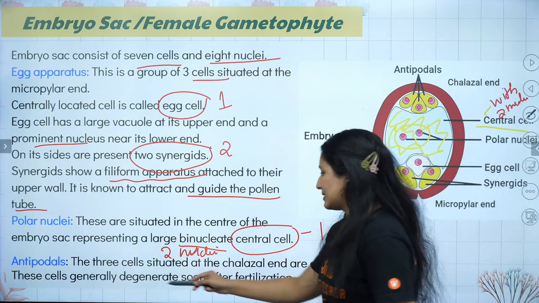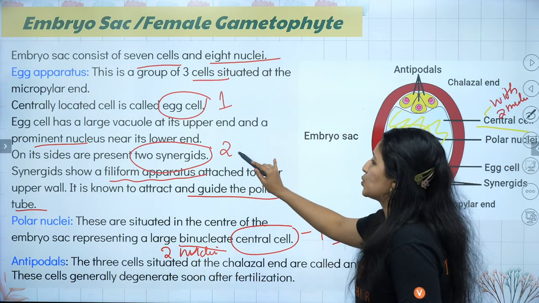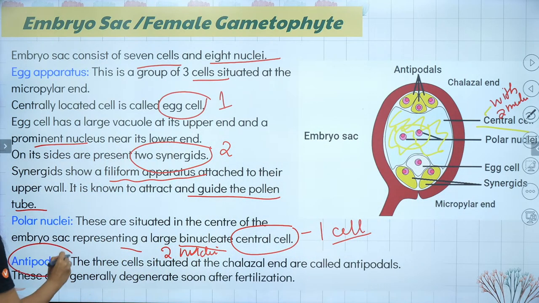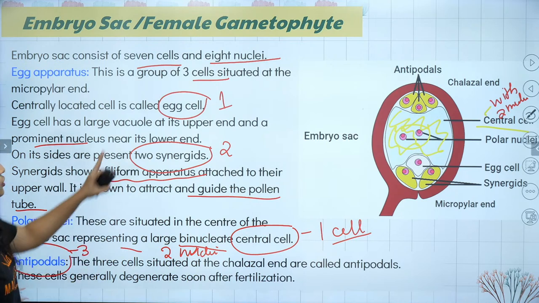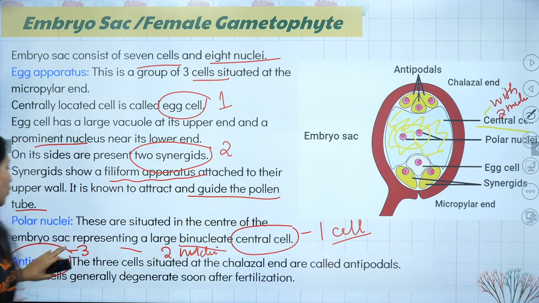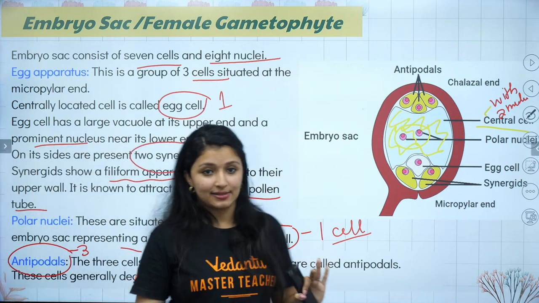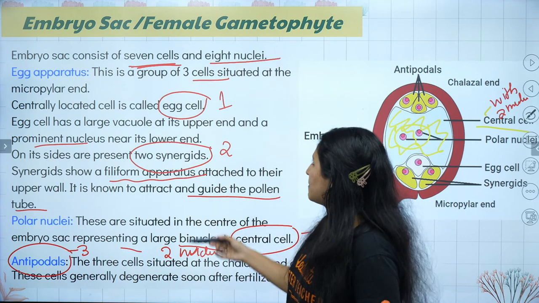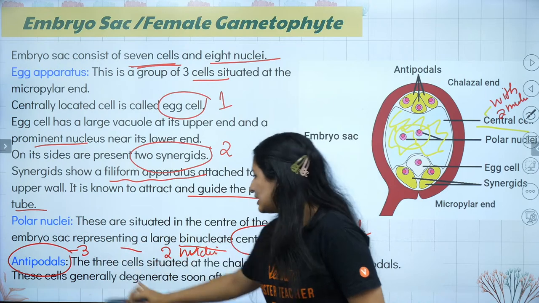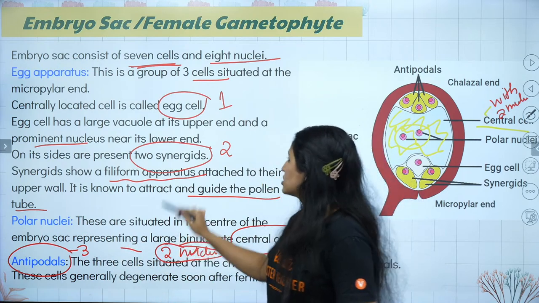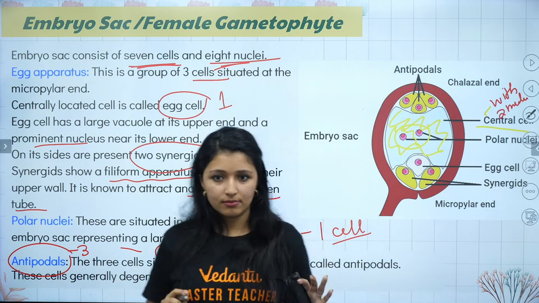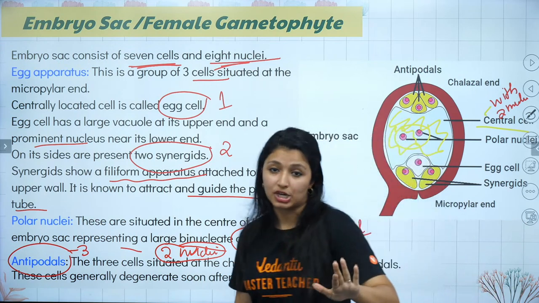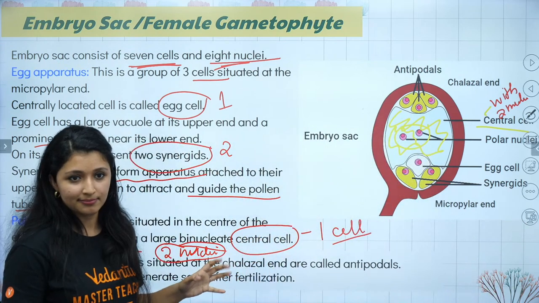Right. And then we have three cells. Here we have one cell, 1 plus 2 is 3, 3 plus 1 is 4 cells, and another 3 cells here. The antipodals are another 3 cells. So 1 plus 2, 3, 4, and 4 plus 3, 7 cells. So you can see here 7 cells. But if you count the nuclei, it will be a different number. 1 plus 2, 3, 3 plus 3, 6, and 2 nuclei, so that becomes 8 nuclei. So we have either a 7-celled or 8-nucleate structure. That is your mature embryo sac. Cool?